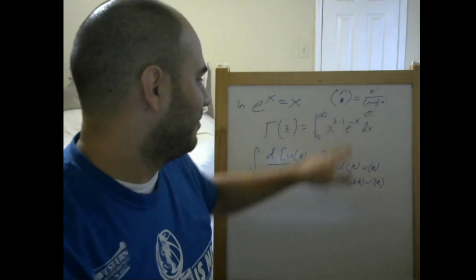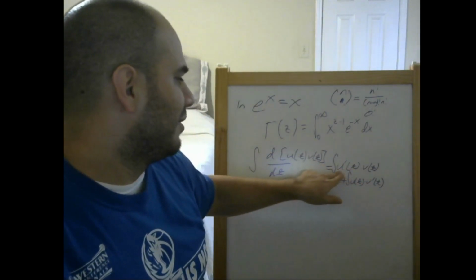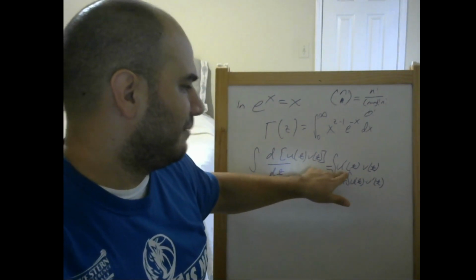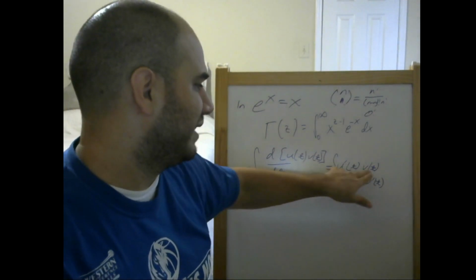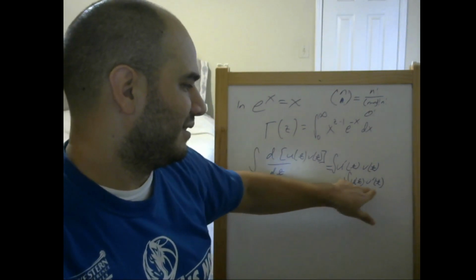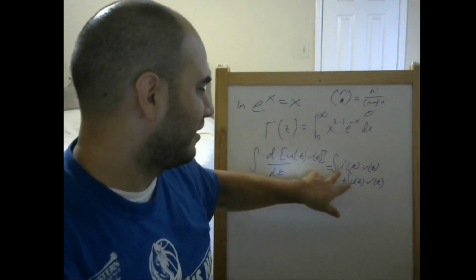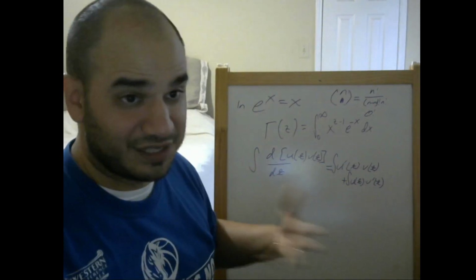Okay, so we have this integral, and we want to use integration by parts. So we take the integral of the derivative of one times the other, plus the integral of that one times the derivative of the other. So we're applying the product rule in order to integrate by parts.